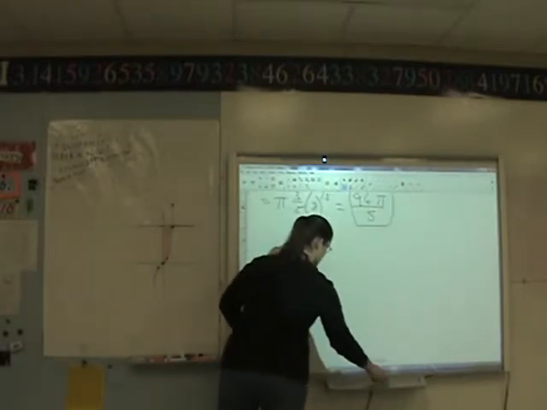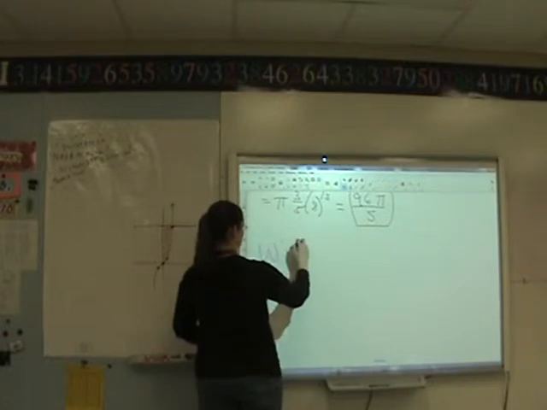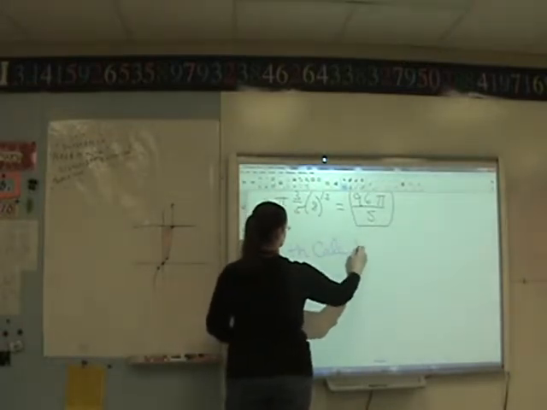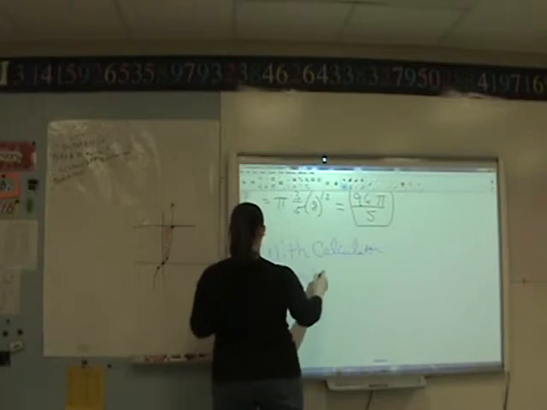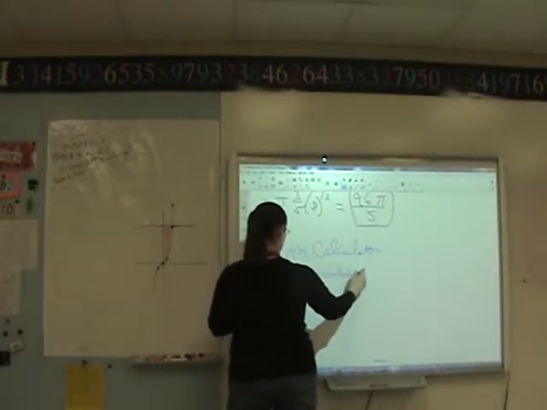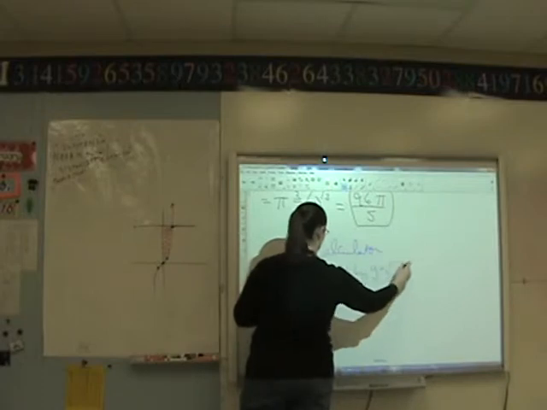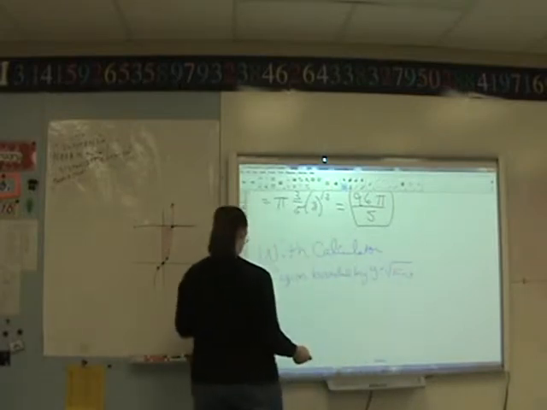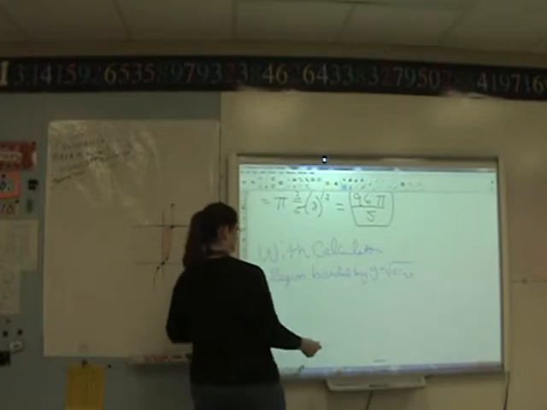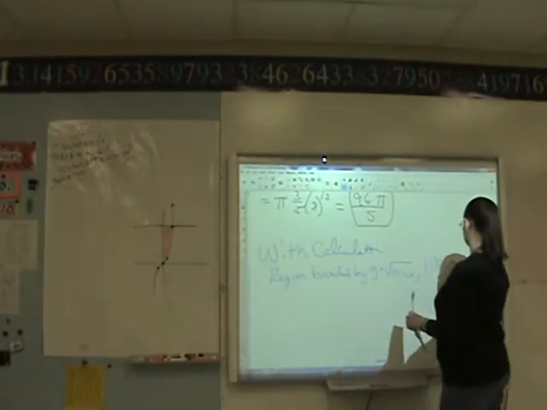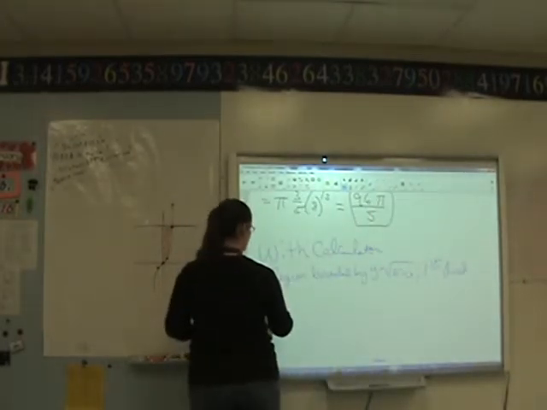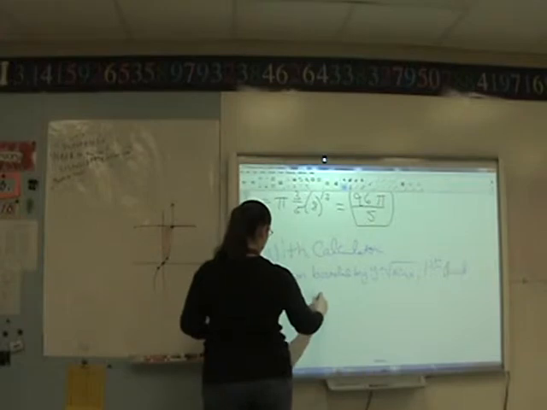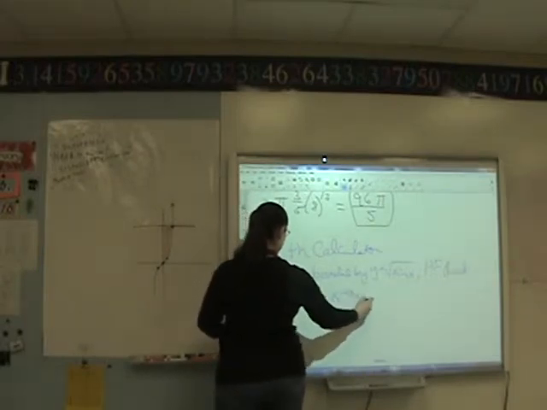Let's look at this real quick. And let's say this is a problem with the calculator. Alrighty? Region bounded by y equals square root of sine x. We'll just say first quadrant, just to make sure I'm being specific enough about what region we're using. About the x-axis.